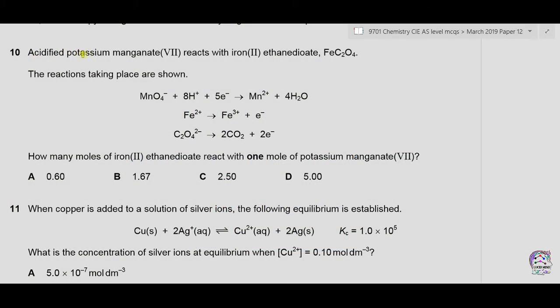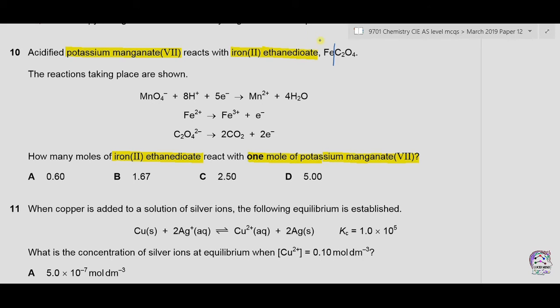Question number 10. Acidified potassium manganate 7 reacts with iron 2 ethanedioate. The reactions taking place are shown. How many moles of iron 2 ethanedioate react with 1 mole of potassium manganate? They have given us potassium manganate and iron 2 ethanedioate. Let's find the oxidation states.